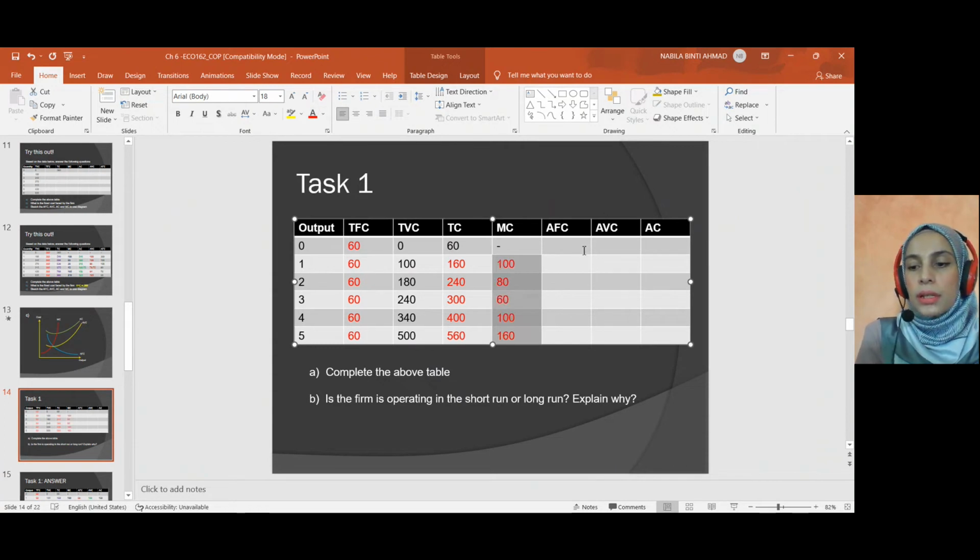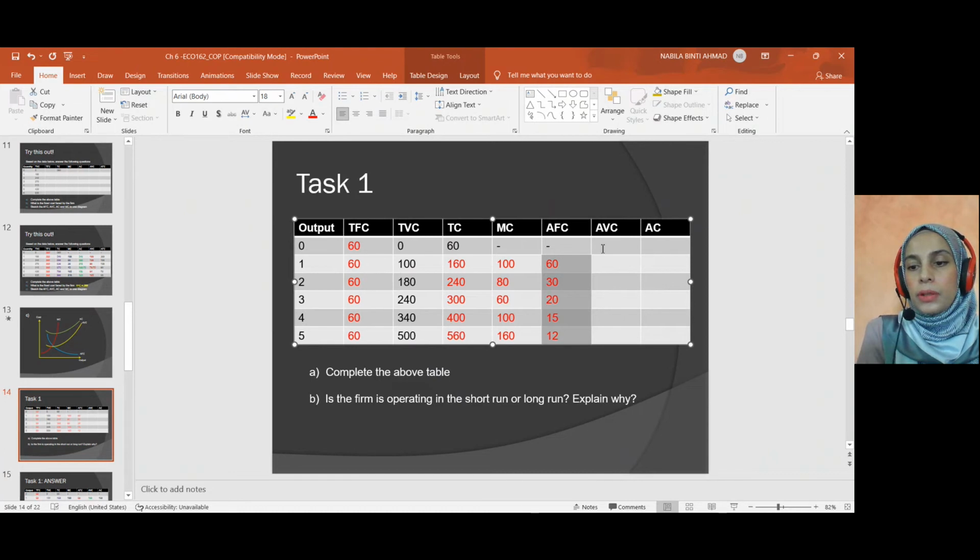Okay, average fixed cost. Okay, 60 bagi 1, 60. 60 bahagi 2, 30. 60 bahagi 3, 20. 60 bahagi 4. Plus 60 bahagi 5, 12. So ini average fixed cost.